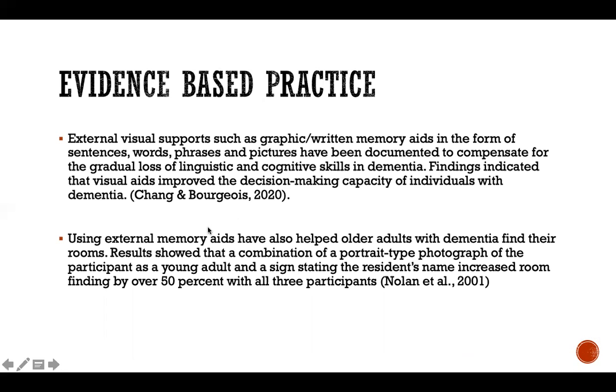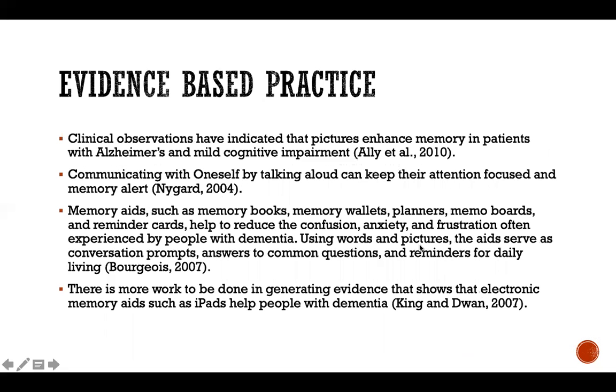Using external memory aids has also helped older adults with dementia find their rooms. Results show that a combination of a portrait-type photograph of the participant as a young adult and a sign stating the resident's name increased room finding by over 50% with all three participants. Clinical observations have indicated that pictures enhance memory in patients with Alzheimer's and mild cognitive impairment. Communicating with oneself by talking aloud can keep their attention focused and memory alert.